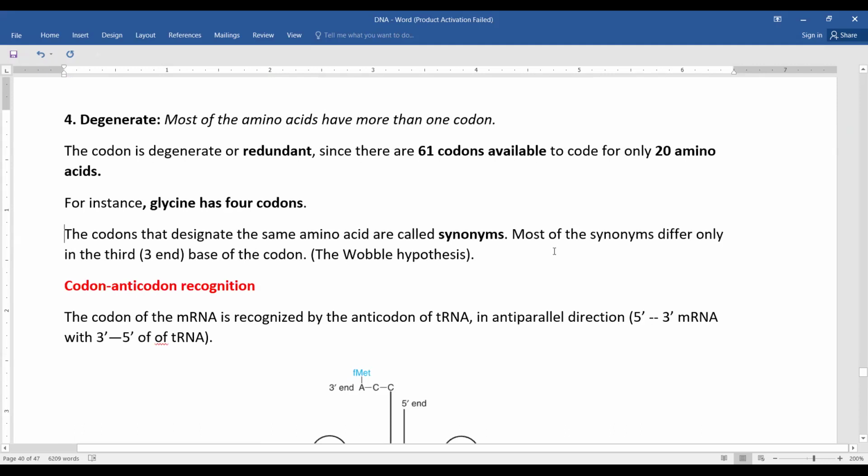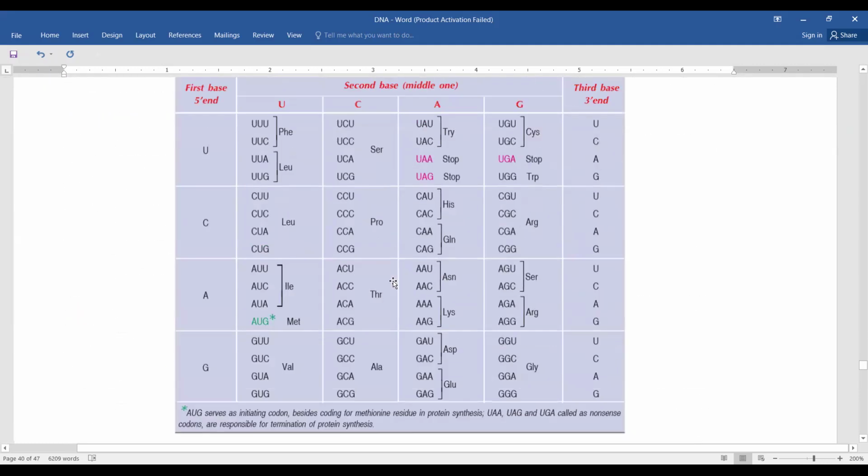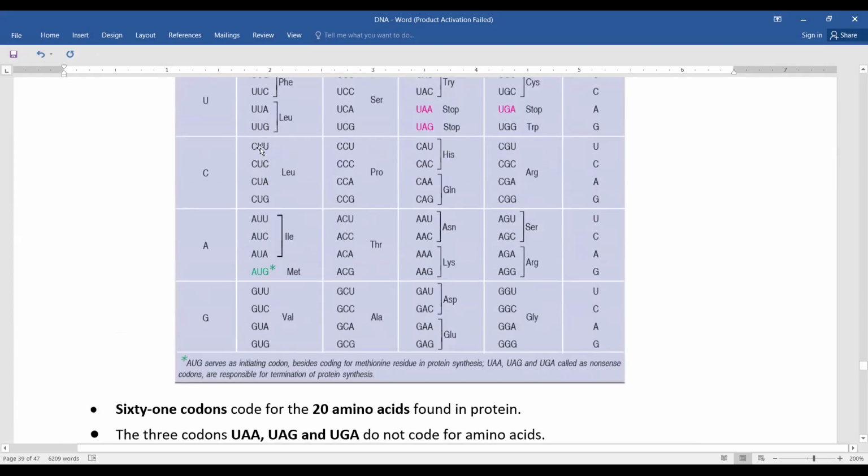Most of the synonyms differ only in the third base of codon. ఇక్కడ చూడండి, ఇప్పుడు యుయుయు ఉంది, యుయుసి ఉంది. దీనికి తేడా ఏంది? ఫస్ట్ 2 లెటర్స్ సేమ్ ఉన్నాయి, థర్డ్ లెటర్ చేంజ్ ఉంది. ఇక్కడ కూడా చూడండి, యుయుఏ, యుయుజి. ఫస్ట్ 2 లెటర్స్ సేమ్, థర్డ్ లెటర్ డిఫరెంట్. ఇక్కడ కూడా అంతే, 4 ఉన్నాయి చూడండి, సియుయు, సియుసి, సియుఏ, సియుజి. ఓన్లీ థర్డ్ లెటర్ ఇస్ డిఫరెంట్.